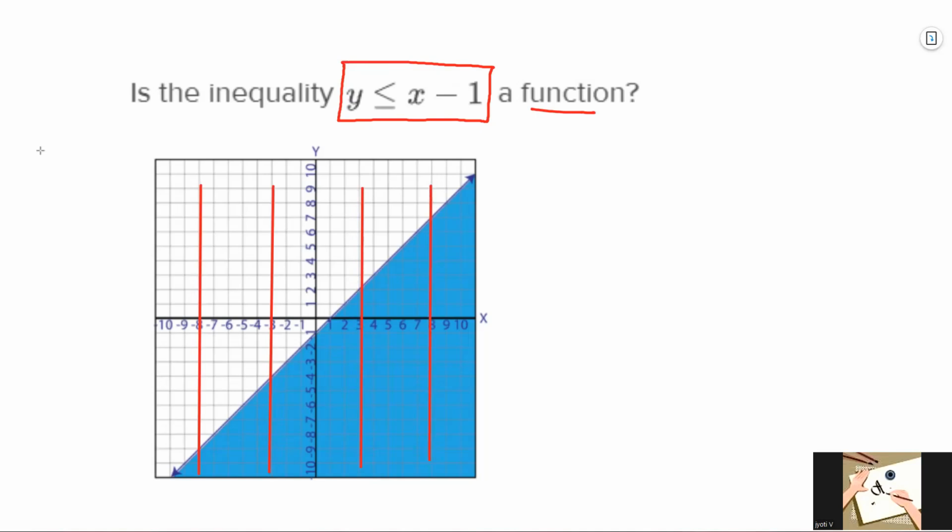So these are the vertical lines. Now, let's see the point of intersection. The vertical line in an inequality graph is not the equation of a line. It's the equation of a region. That's why the shading is done. So the domain set elements are along x, range set elements are along y. So let's find out some of the solutions of this inequality.